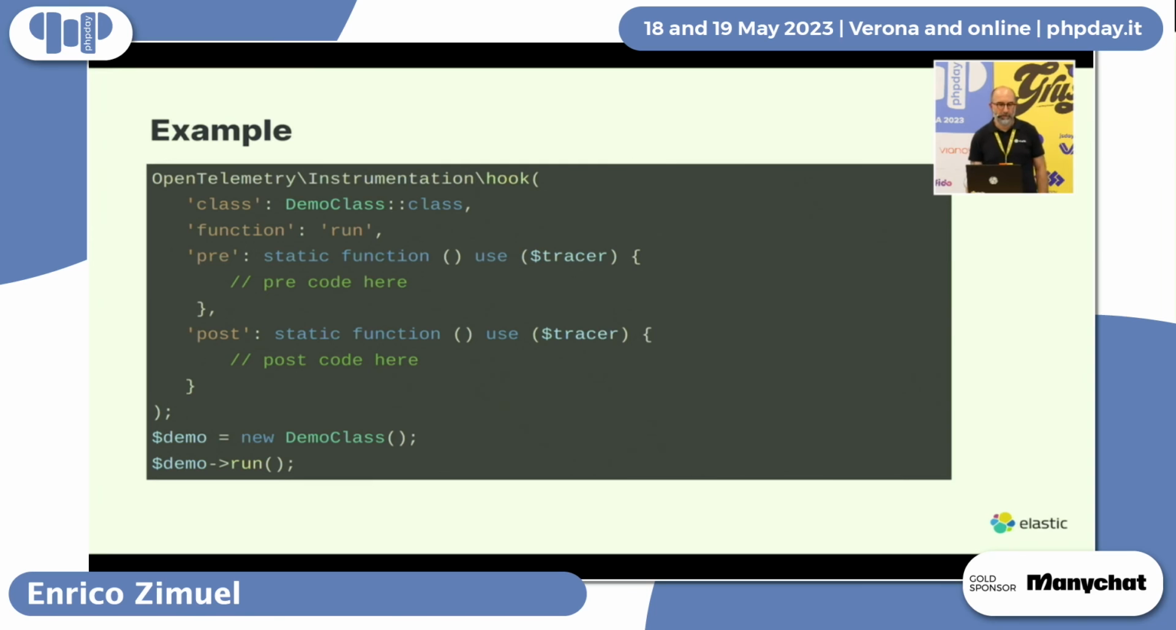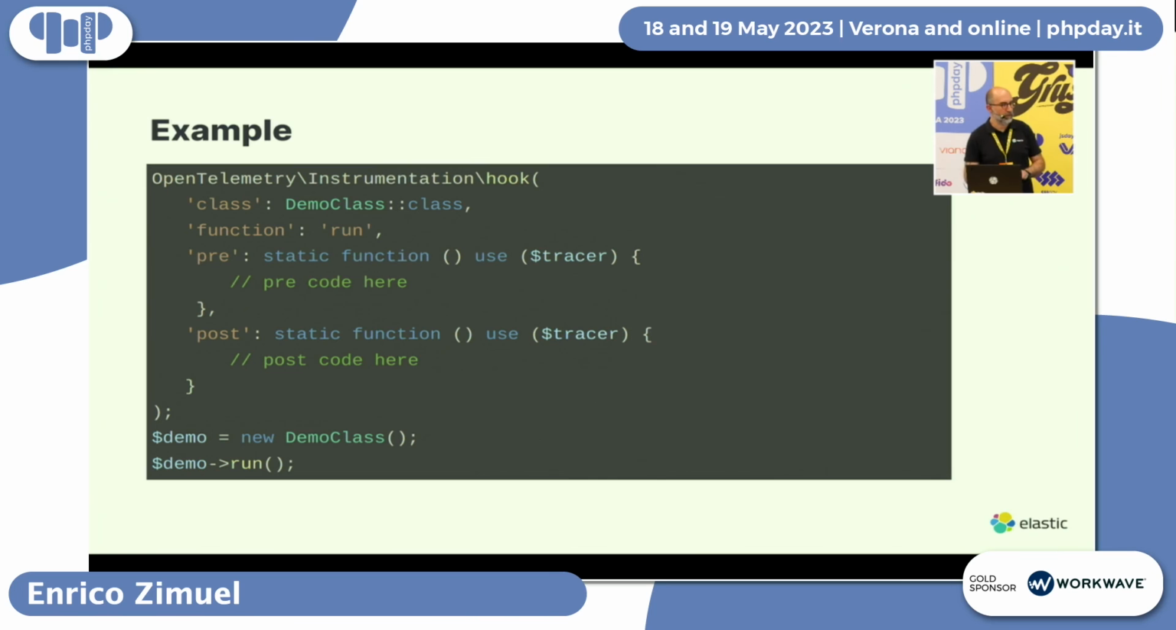And when you have this extension, what you have to do is write a hook, basically. Hook means, okay, I want to observe the execution of a particular function. In this case it is the run method of the demo class. So you have to specify, okay, this is the class that I want to observe, and this is the function.